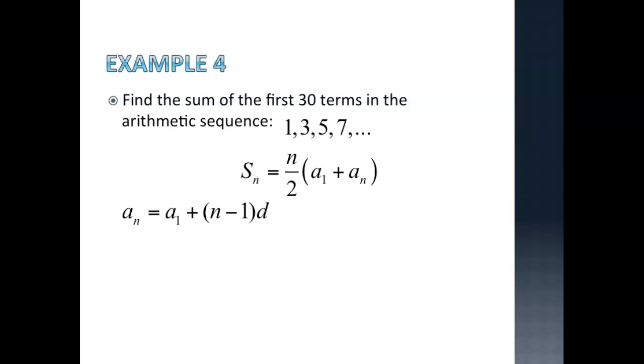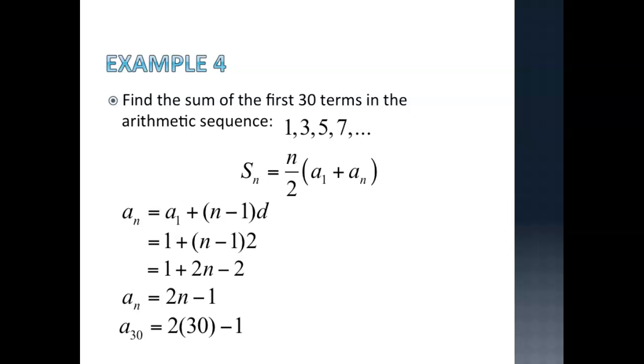Okay, so to find the 30th term, we need the first term. We need to know what the common difference, d, is. In this case, the first term is 1. And then our difference, d, is 2. So this gives us the formula 1 plus 2n minus 2, which is 2n minus 1. So now we can use that formula to find the 30th term. So 2 times 30 minus 1, which is equal to 59. Okay, so that's the 30th term.